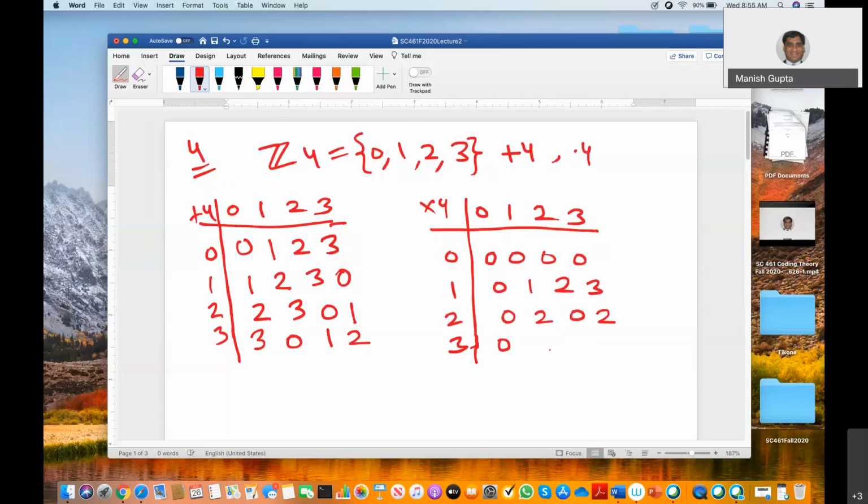0, 3. 3 into 2 is 6, modulo 4, this is 2. And 3 into 3 is 9, modulo 4 is 1.